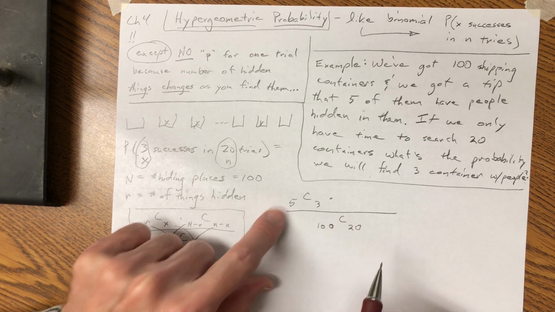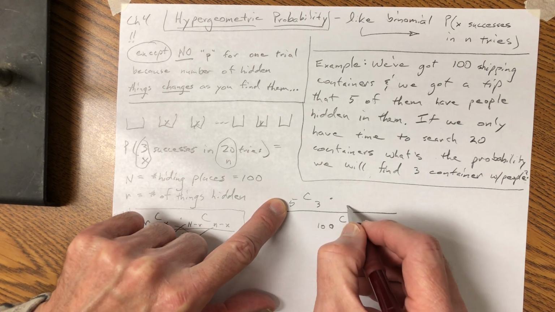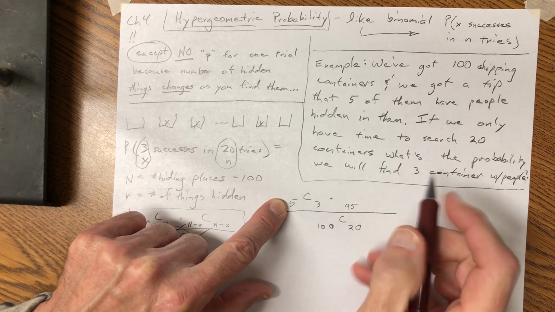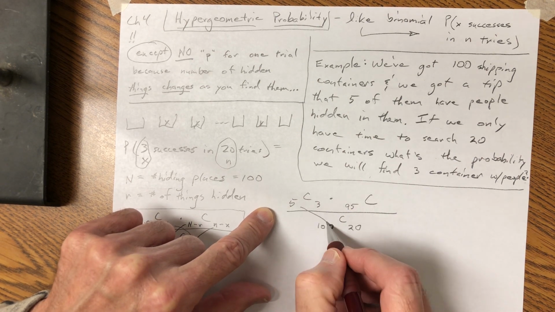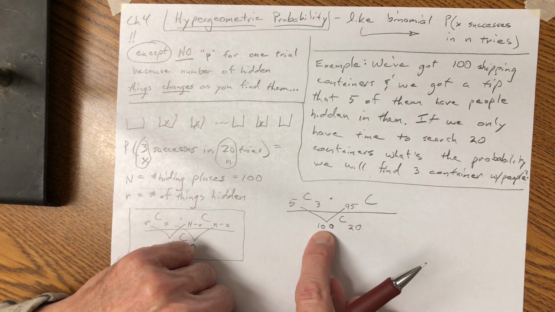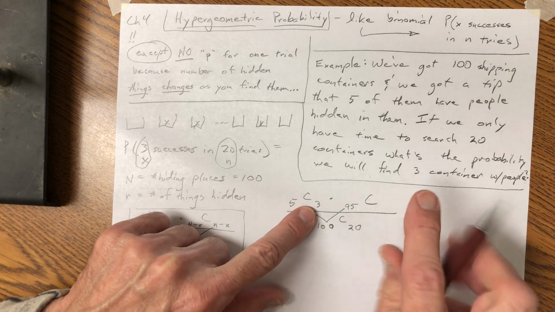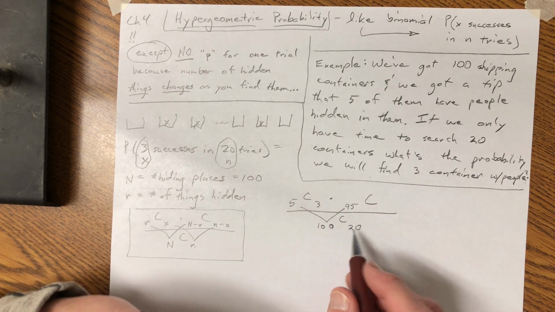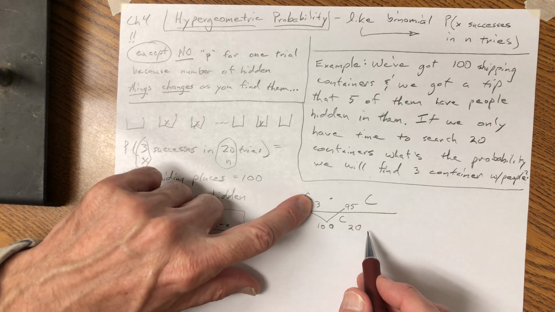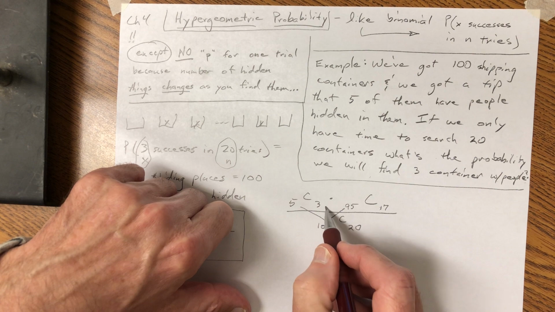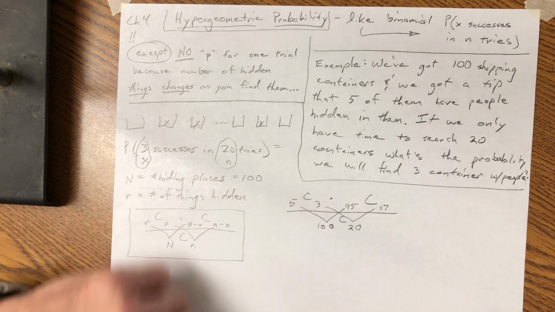The top, this is going to be how many things are hidden. That means 95 of the shipping containers don't have things in them. So remember, these two numbers have to add up. 5 and 95 have to add up to the first number down here. The second numbers have to add up to this. So if we find 3, we're going to open 20 containers. 3 of them are going to have people in them. That means 17 will not have people in them. So these two numbers have to add up also.